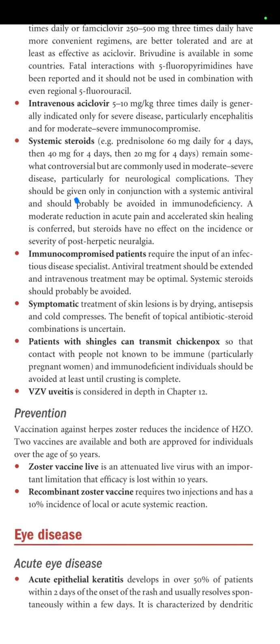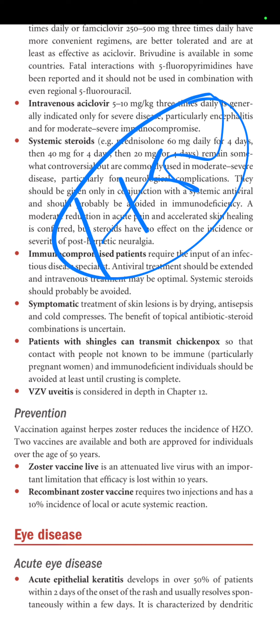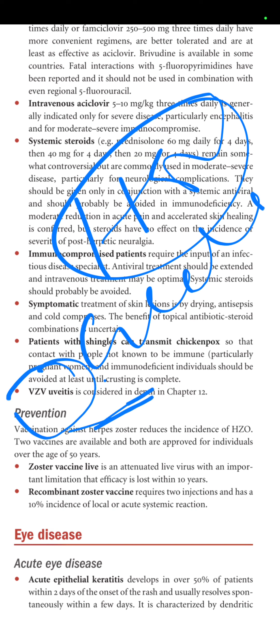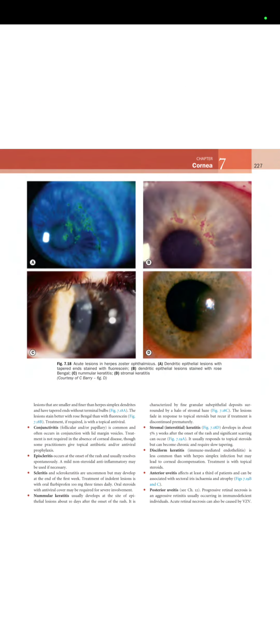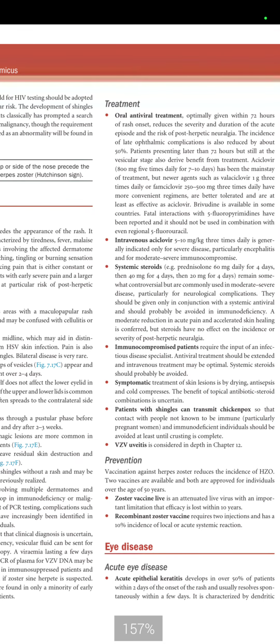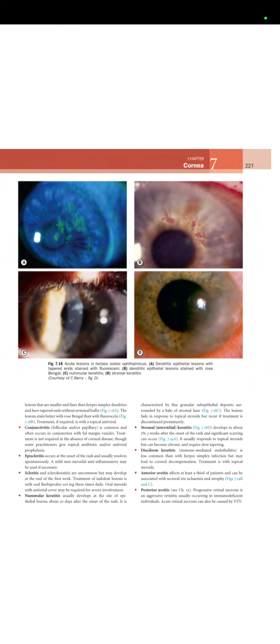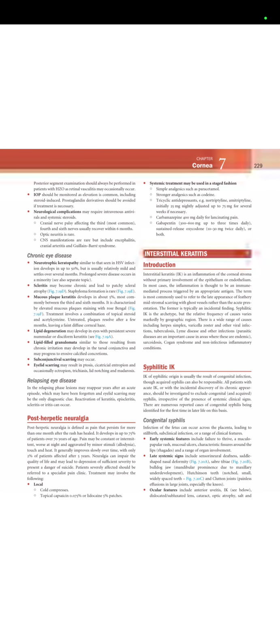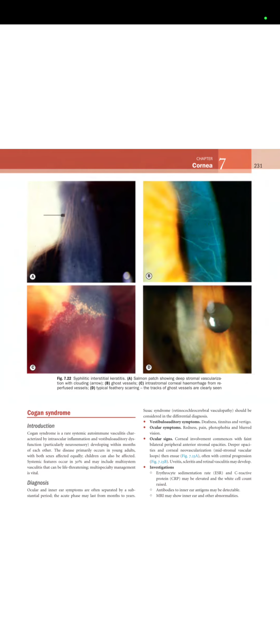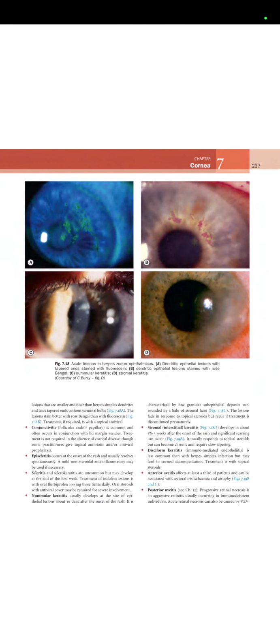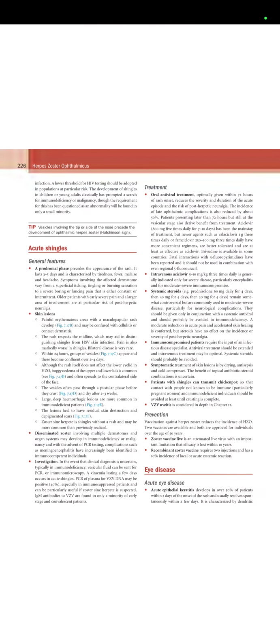So as we remember, in case of HSV we give prophylactic acyclovir, but in case of VZV we can give vaccination for the prevention. So now we are going to study the eye disease. Now we are going to study acute eye diseases, chronic eye diseases, and the relapsing eye diseases in case of herpes zoster keratitis.